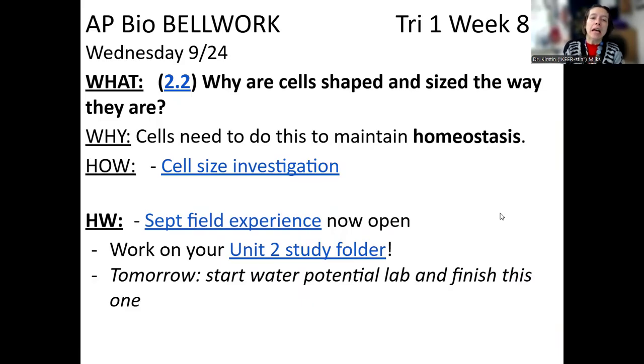Hashtag lab life. Today we're going to think about why cells are shaped and sized the way they are. Cells need to be very specific shapes and sizes, as you'll find out, to maintain homeostasis. So today, indeed, we're finally going to look at cell size, which is the notes you took in 2.2.